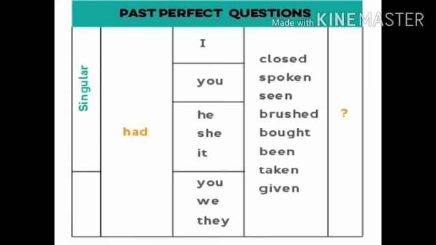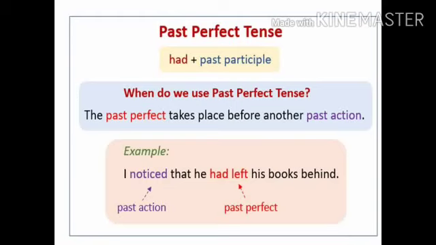For forming past perfect questions, first we use the helping verb had, then the subject, then the third form of the verb and add a question mark, such as had I closed, had he brushed, had we given. Closed is the third form of the verb close. Spoken is the third form of the verb speak. Now I am going to teach you when do we use the past perfect.